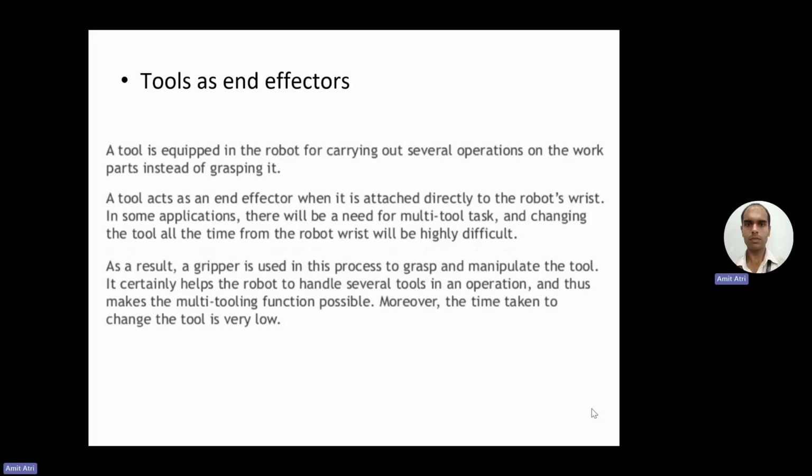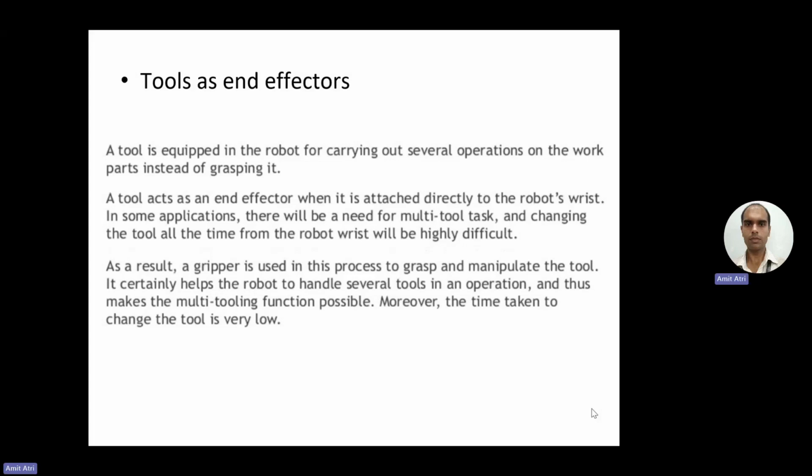Okay, so tools as end effectors. A tool is equipped in the robot for carrying out several operations on the work parts instead of grasping it. So it is not grasping; it is performing some type of task. A tool acts as an end effector when it is attached directly to the robot's wrist.